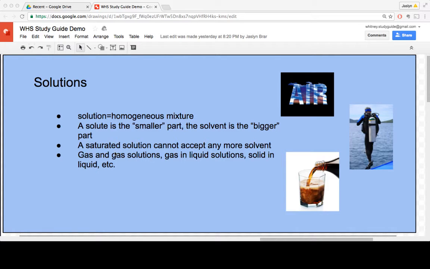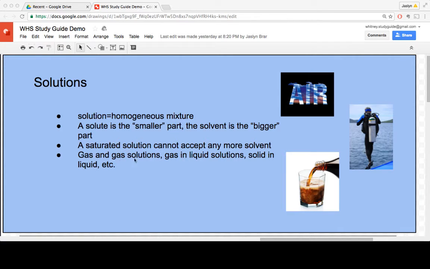And there's 2 types of solutions, saturated and unsaturated. A saturated solution cannot accept any more solute, while an unsaturated solution can. And generally there's lots of different types of solutions. So you could do gas and gas, gas and liquid, solid and liquid even. And it doesn't have to be just gas and liquid or solid and liquid like we're all accustomed to.